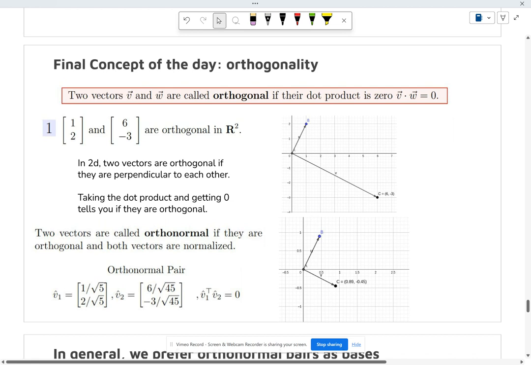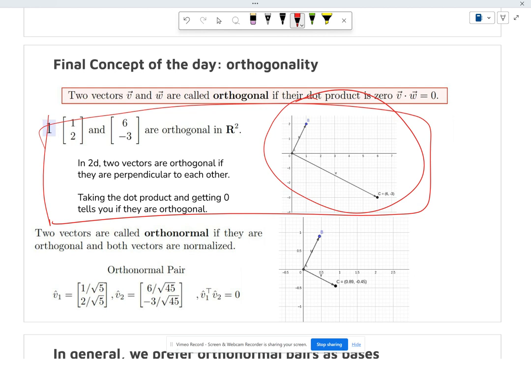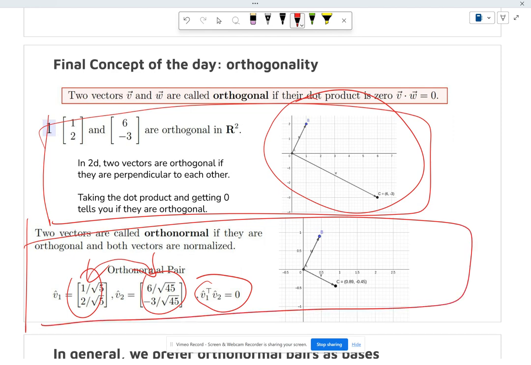So here's another one. Orthogonal means that when you dot them together, you get zero, right? Now, orthonormal requires normalization. Let me remind you, normalized means they're unit vectors. It also means their length is 1. So if you take two vectors of length 1 and dot them together, and it equals 0, that's when these vectors are orthonormal. So that's the difference between orthogonal and orthonormal.